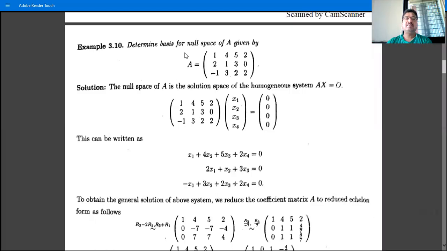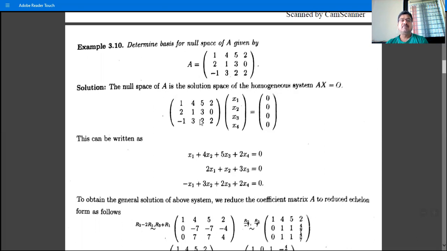Next example, determine the basis for the null space of A, given by this matrix: 1 4 5 2, 2 1 3 0, minus 1 3 2 2. We have to find the basis for the null space of A. So the null space of A is the solution space of the homogeneous system Ax equal to 0.